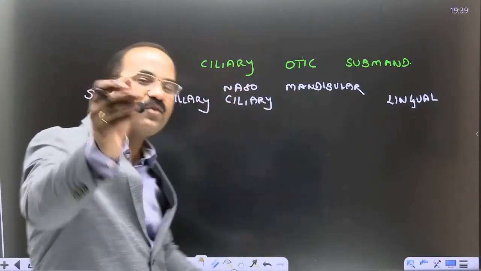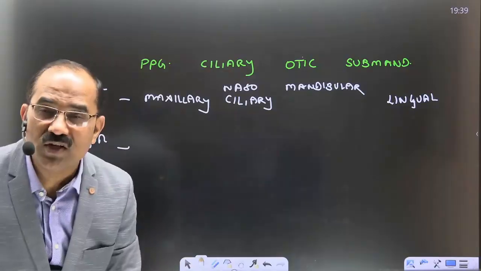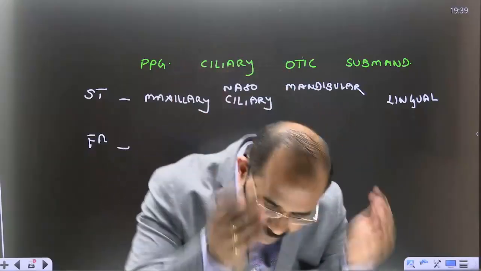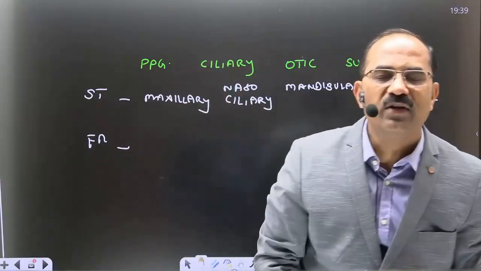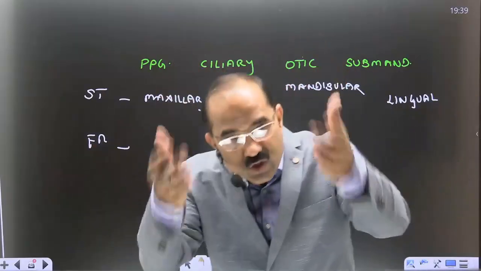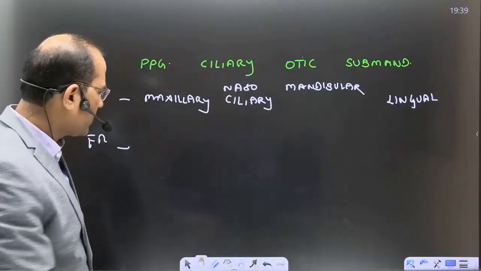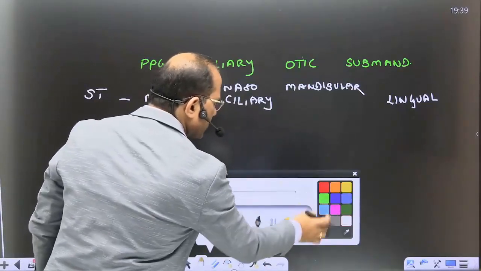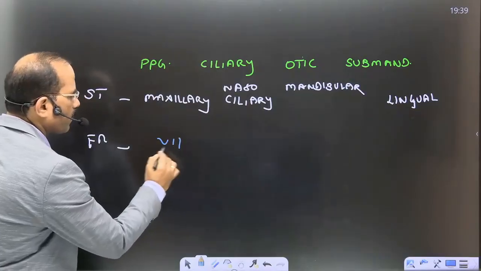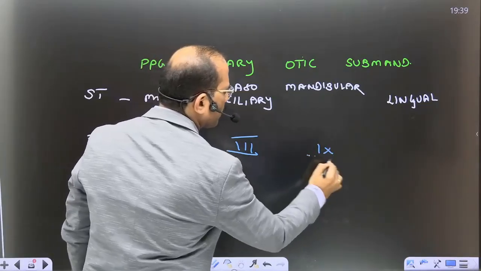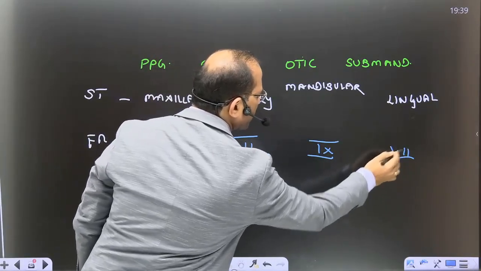And now see the functional relation. What does functional mean? The nerve would begin from the brainstem, come to the ganglion, relay in the ganglion, and send postganglionic fibers to the gland. This is actually parasympathetic nervous system. So what is this? This is 7, 3, 9, and 7. 7, 3, 9, 7.